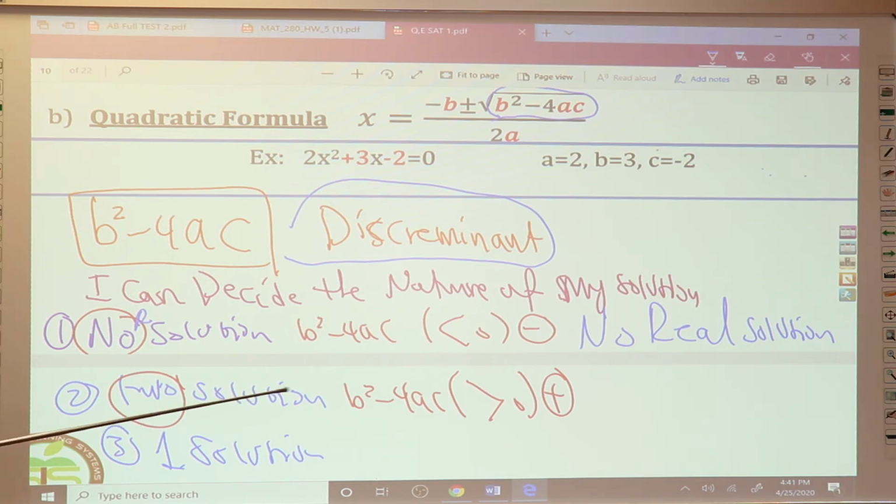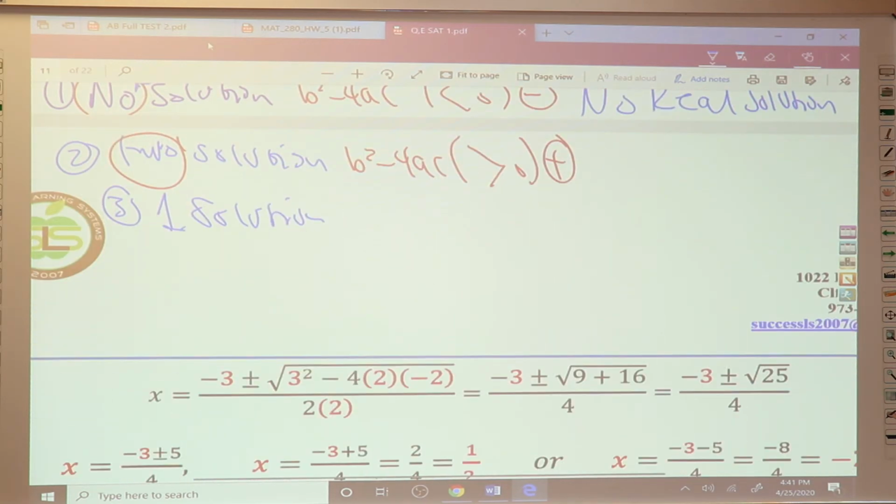Two solutions if this is positive. One solution if this is zero. Okay? We good? Let us take some examples about this.